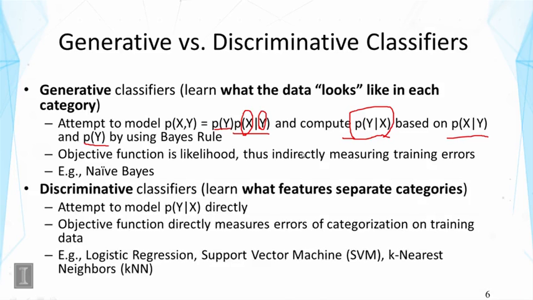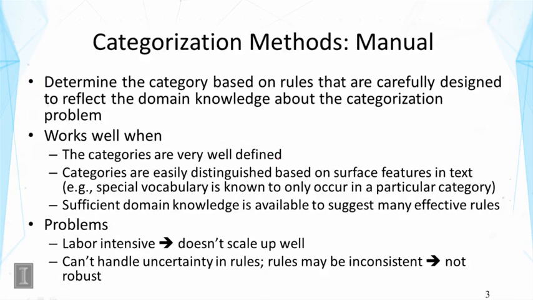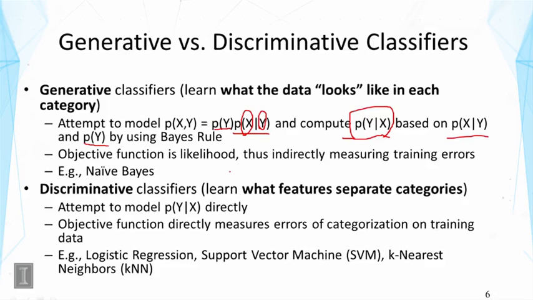The other kind of approach is called discriminative classifiers. These classifiers try to learn what features separate categories, so they directly tackle the problem of categorization or separation of classes. These discriminative classifiers attempt to model the conditional probability of the label given the data point directly. And so the objective function tends to directly measure the errors of categorization on the training data. Some examples include logistic regression, support vector machines, and k-nearest neighbors. We will cover some of these classifiers in detail in the next few lectures.